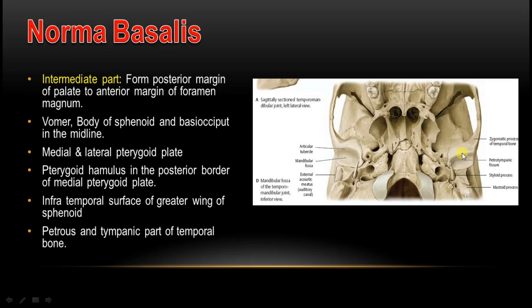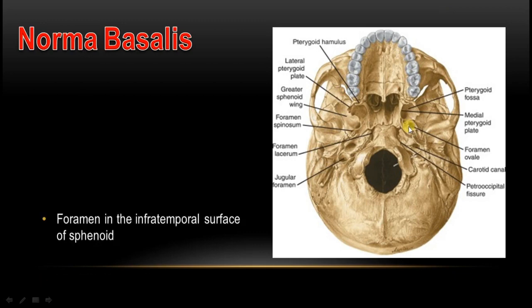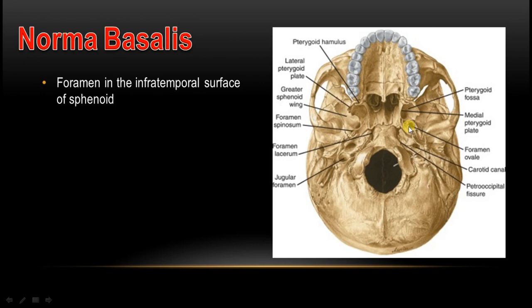Okay, then what are all the structures you come across in the Norma basalis? In the intermediate part, some of the foramens we will see now. In the infratemporal surface of the greater wing of the sphenoid, mainly you come across the foramen ovale. So this is an oval shaped foramen, which is called the foramen ovale, which transmits the mandibular nerve and other structures. So emissary vein, accessory middle meningeal artery, and the lesser petrosal nerve. So as for now, remember the foramen ovale transmits the mandibular nerve.